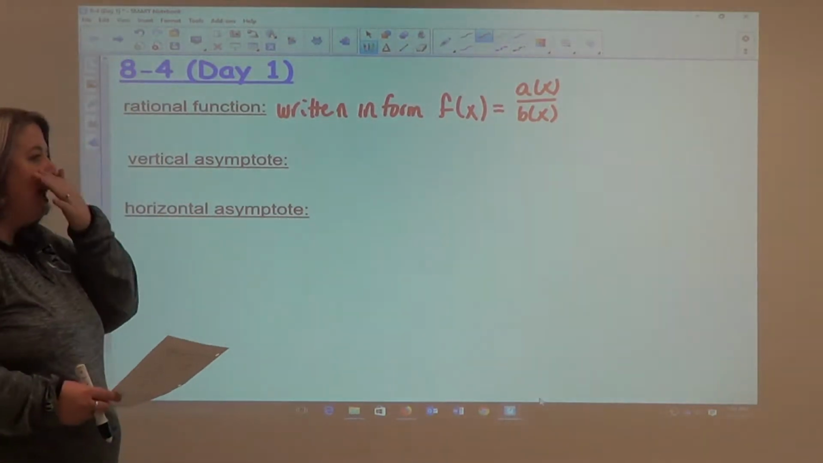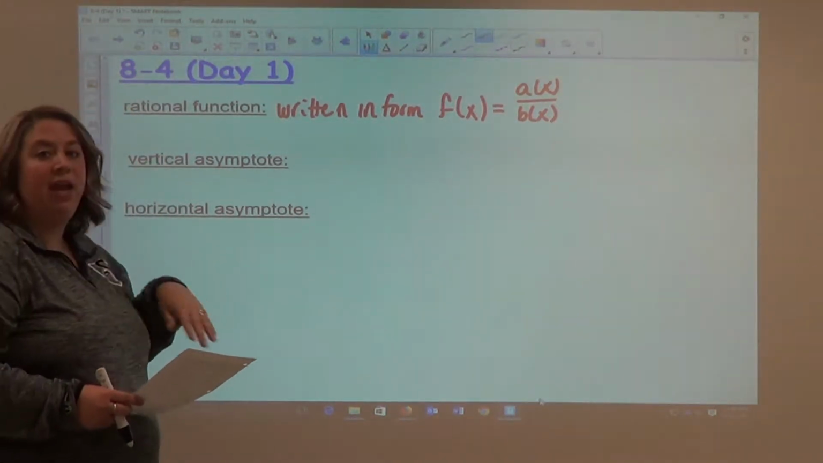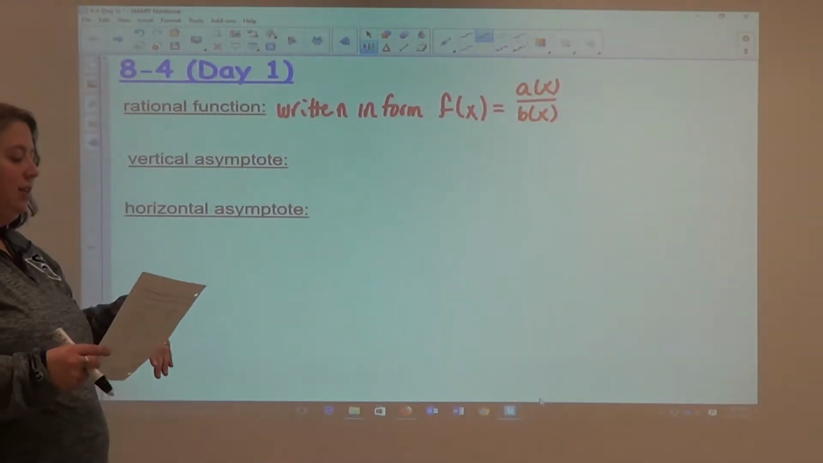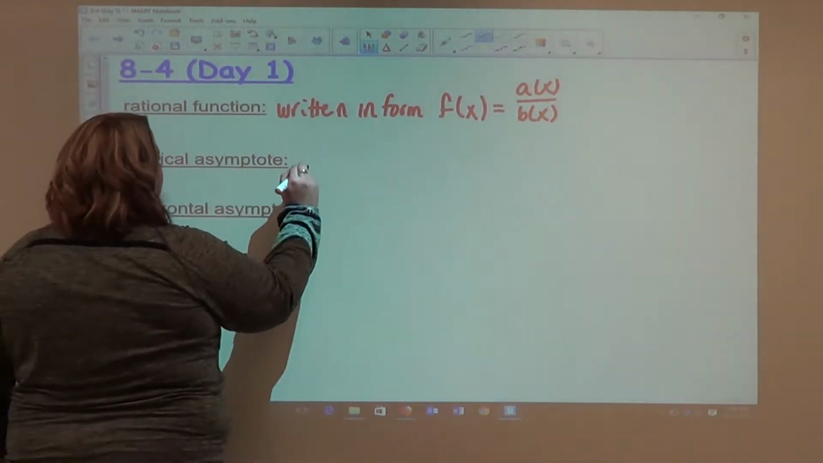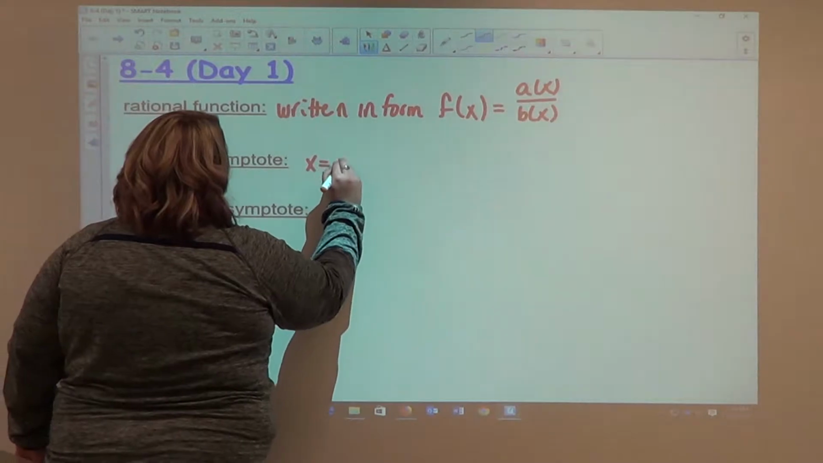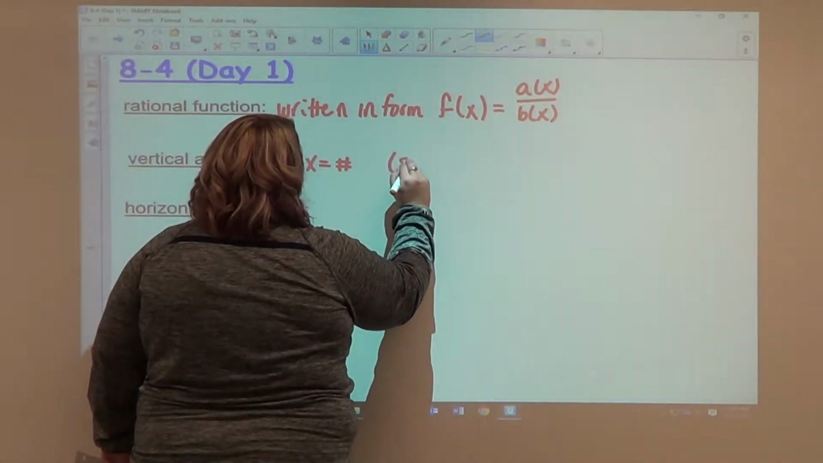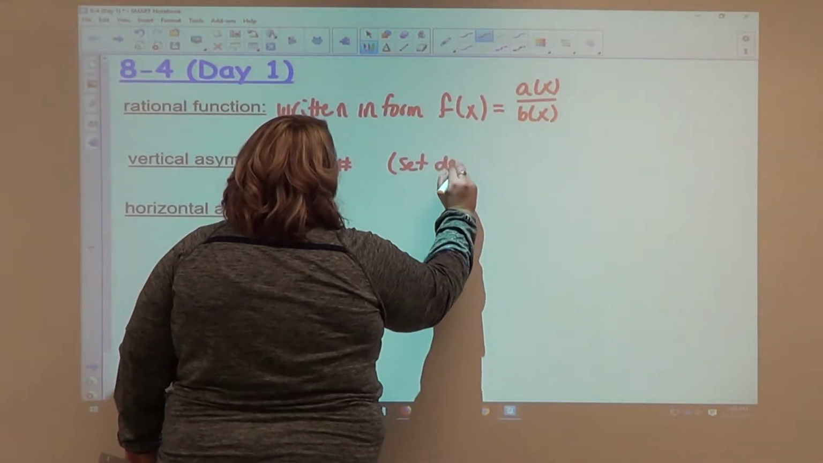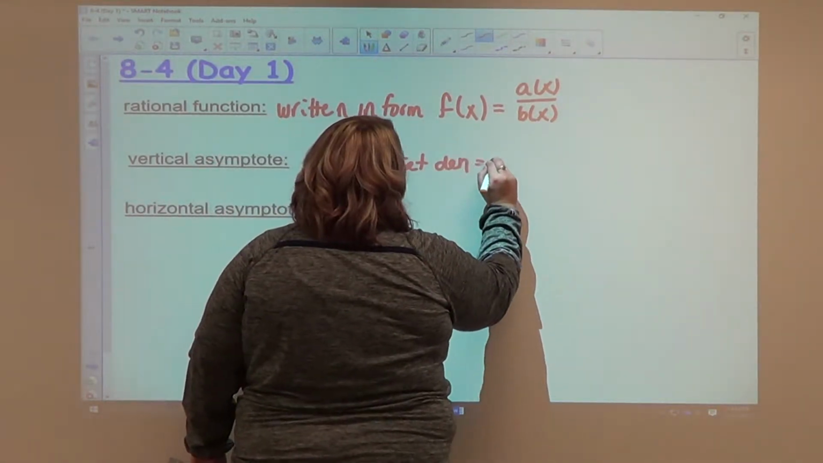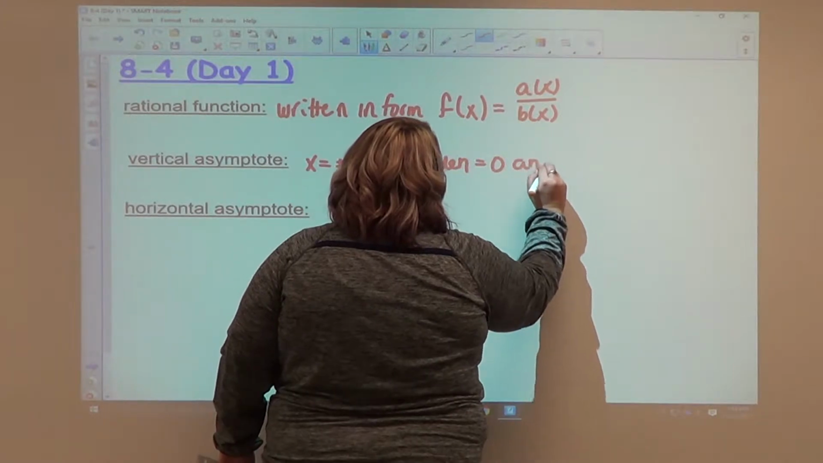Okay, your vertical asymptote. So we talked about domain with the last one. It's still the same. It's going to be x equals a number. And how you find that number is you're going to set the denominator equal to 0 and solve.